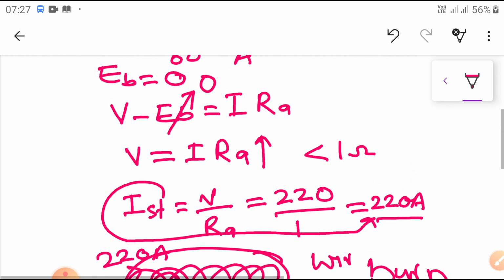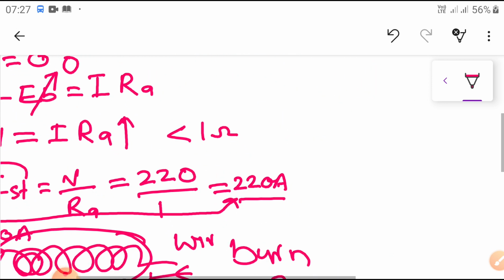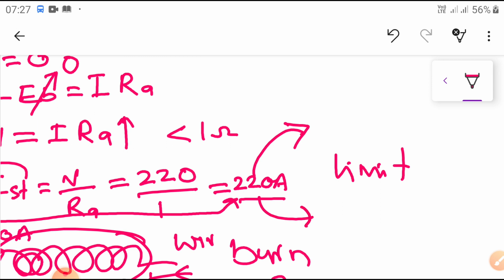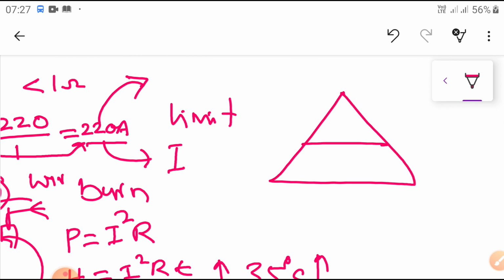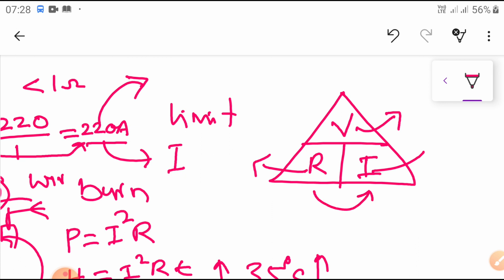So initially we are required to limit this high starting current to a limited current. To limit the starting current, we require the 3-point starter. This is the current, and as we know, current is always limited by a resistor. So this is the voltage, this is the resistance, and this is the current. V is Sri Krishna Bhagavan, R is Rukmini, and I is Satyabhama. What is the relation? These are sisters, but inversely proportional always.